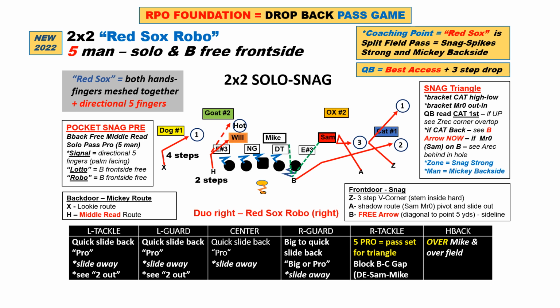Next, we can use our RPO foundation again with our drop back pass game. You can see we've got our Mickey read route with a hot concept to the left, and then we go ahead and use a snag 3-step drop back pocket pass concept to the right.